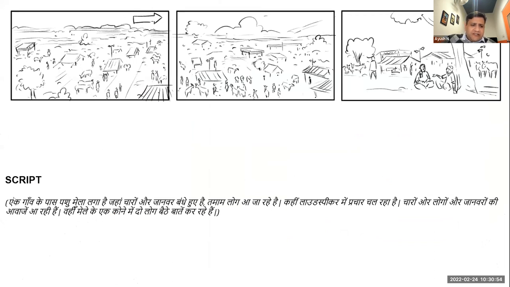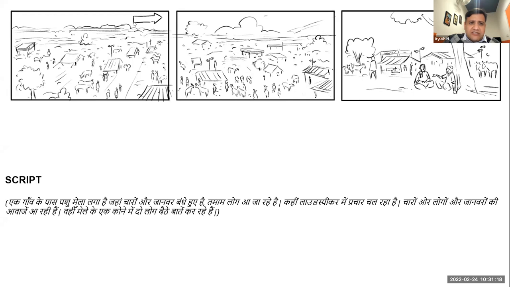The same script that we just read says, "Ek gaon ke paas ek pashu mela laga hai." So the artist actually starts visualizing what the writer has written. He just visualizes and draws it. He doesn't make it very elaborate because this is still a work in progress. It's not the final thing. It's just to put everyone on the same page. So this is what it looks like.